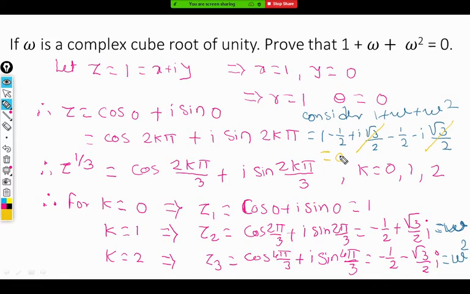Sir, we can also do it by the quadratic method, no? Yes, you can go that way with the quadratic equation, but you have to take z cube is equal to 1, and then you have to solve that equation. Yes, sir. Okay, correct.